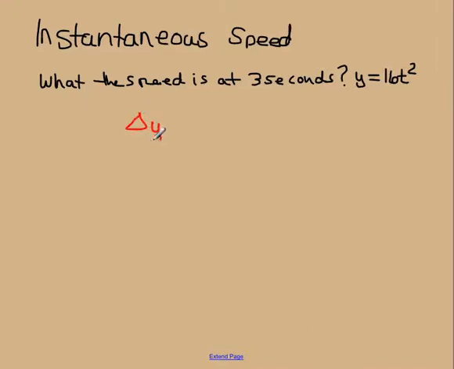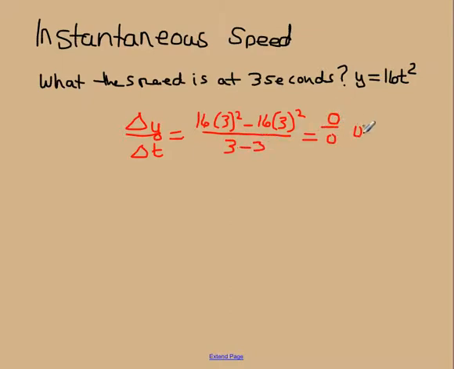So if I do my delta y over delta t, that's going to give me 16 times 3 squared minus, now I want it at 3 seconds, so I would just end up with 16 times 3 squared. I'm not doing anything here. And then I would do 3 minus 3. So that's going to result in 0 over 0, and that's undefined. So the speed at 3 seconds, though, is not undefined. I should be able to calculate what it is.